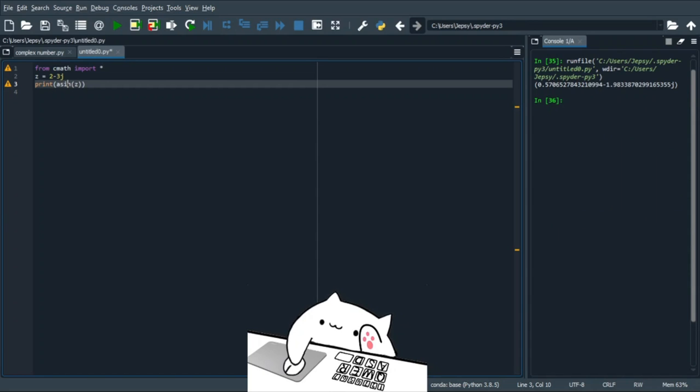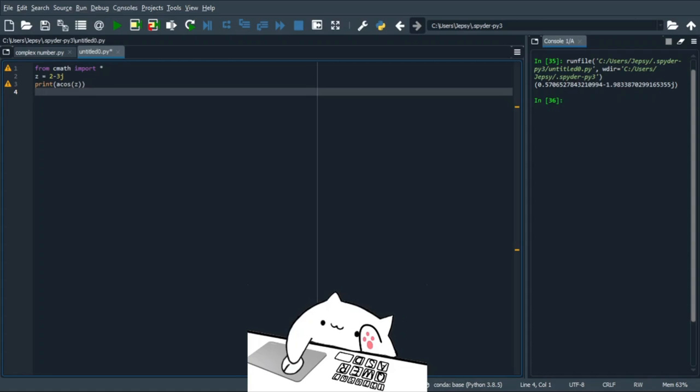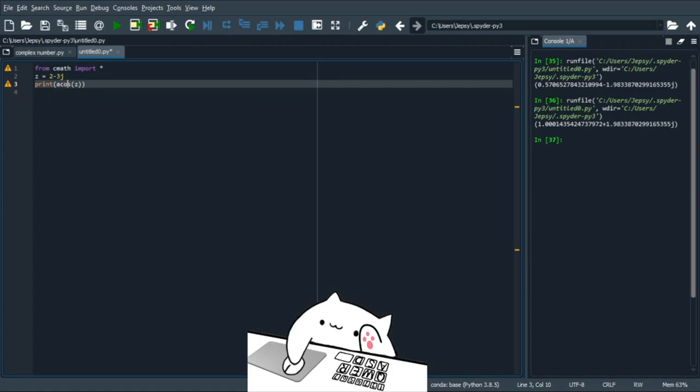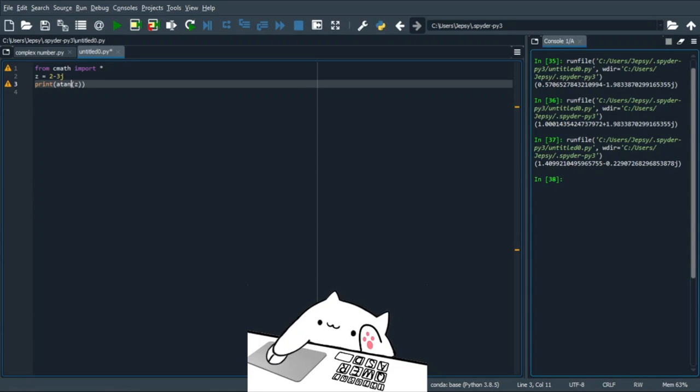Next one is your cos, so we just remove this and put your acos. And let's print. And your answer here is 1.00014 plus 1.98j. Next, we have your tan. So it's easy, just change this into atan. Then you print. Then your answer for your tan is 1.4099 minus 0.229j.